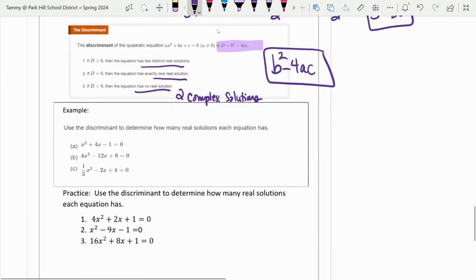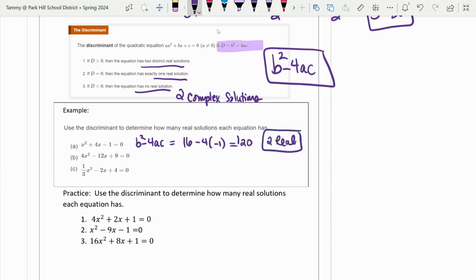So use the discriminant. All you do is do a, b, c. You're just doing b squared minus 4ac. So positive 4 squared is 16 minus 4ac. 1 times negative 1 is negative 1. So 16 plus 4 gives me 20, so I have 2 real. So my discriminant is 20, and I have 2 real.